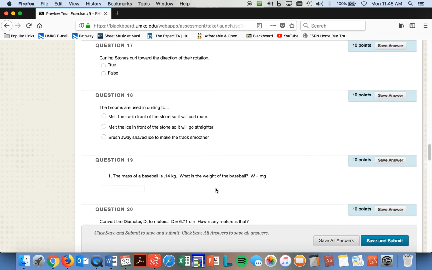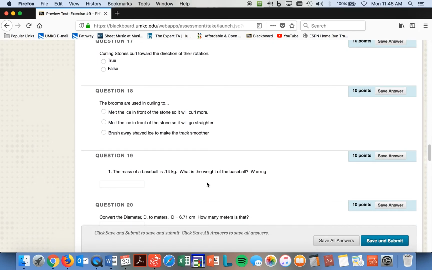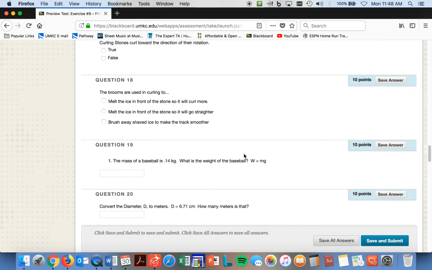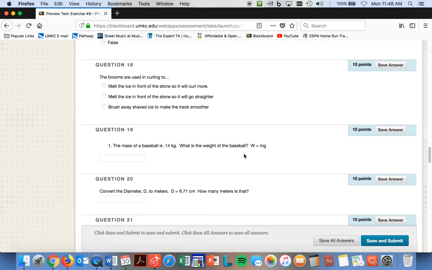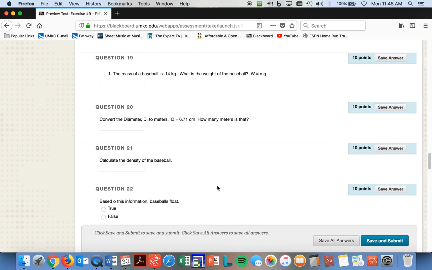Smarter Every Day, curling stones, those are things I expect you to do. What is the weight of a baseball? All right, so you know how to do this. Weight is equal to mg. Convert the diameter. This is the diameter of a baseball, 6.71 centimeters. How many meters is that? Okay, 0.0671.